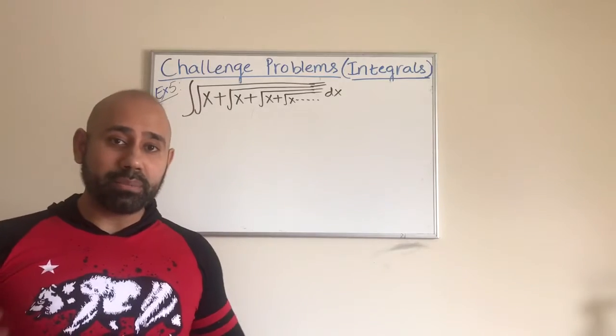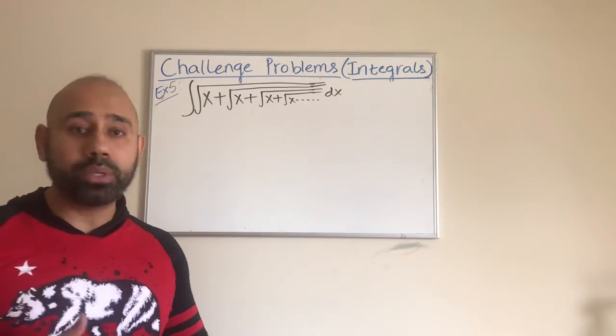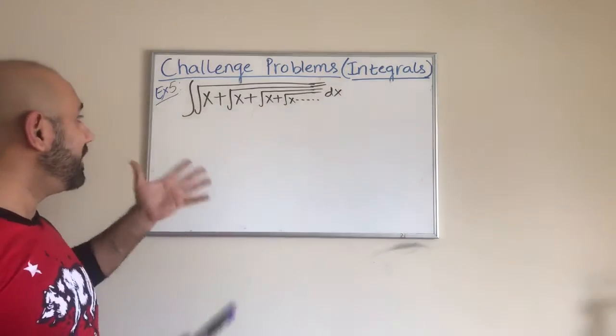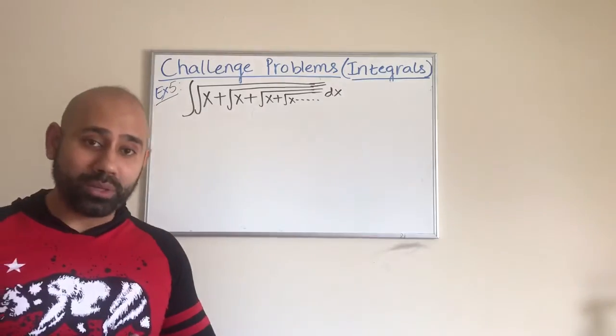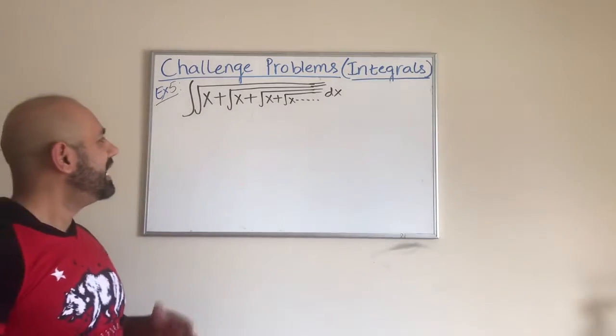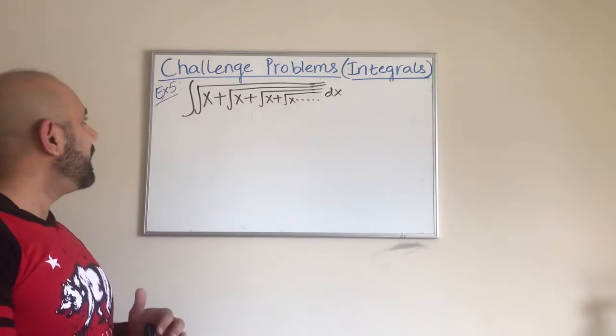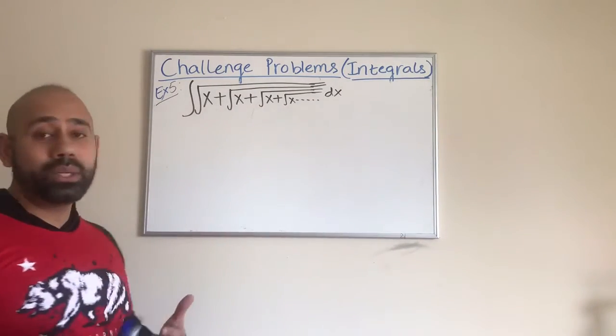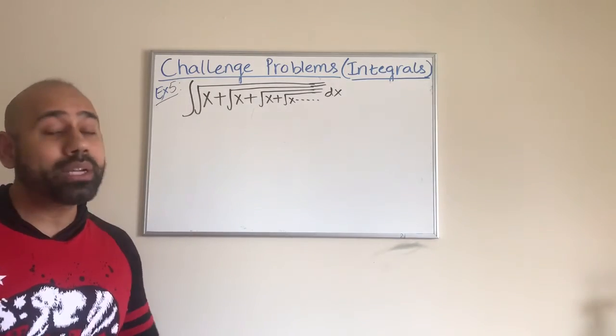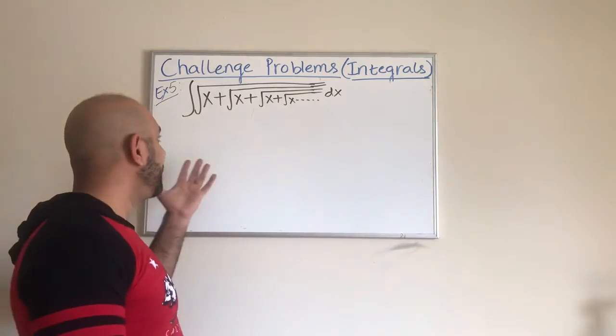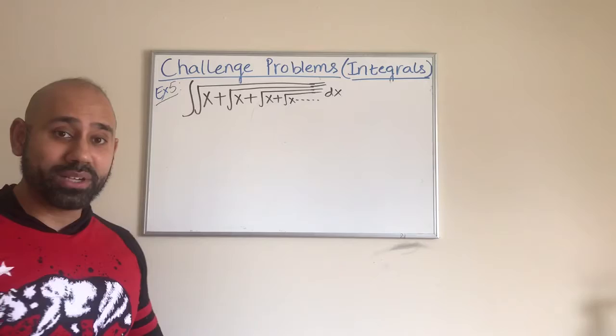Back with another challenging problem on integral calculus: how to evaluate the integral of this function, which is in the square root. This is also thought of as a nested square roots problem, and we want to evaluate the integral of this function. Again, you can see that there's no direct way of evaluating the integral of a function which looks like this.